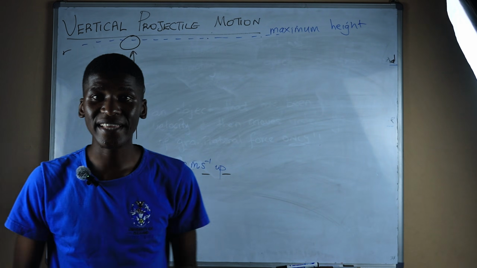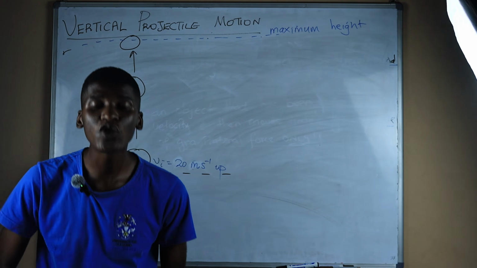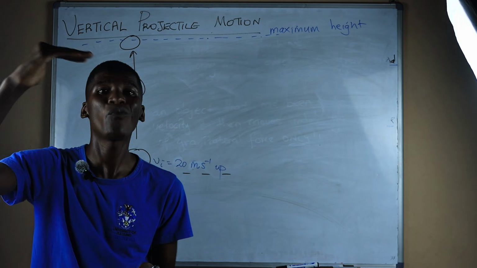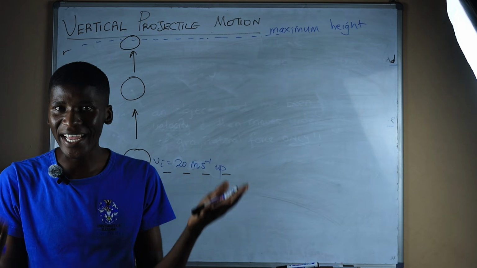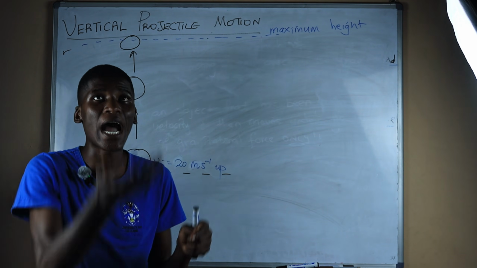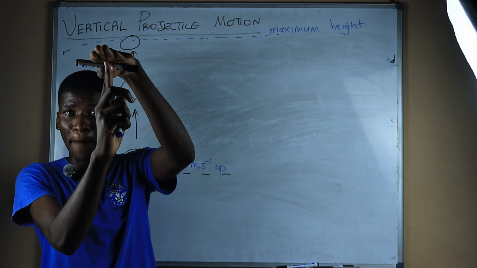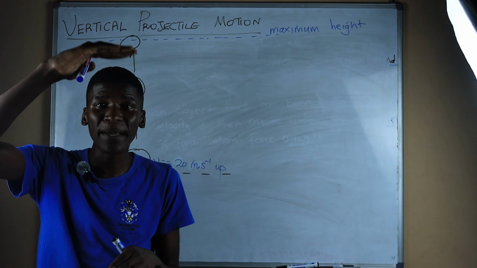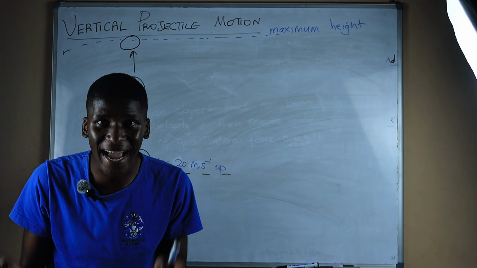So when you hear the term maximum height, we are simply referring to the topmost position where this ball will end, or where this object will end. For example, this marker, when I throw it up, it ended somewhere around here. So we say that this is the maximum height.